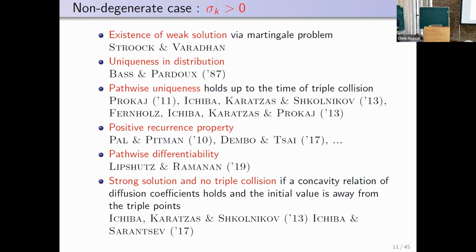What I call the non-degenerate case is when sigma, the variance, is positive, for all k. In this case, there are a lot of works which show existence of weak solutions, uniqueness in distribution, pathwise uniqueness, etc. You also have the positive recurrence property, which will interest us because we will study the invariant measure. And we also have strong solutions and the triple collision, which are studied. So there are a lot of works.